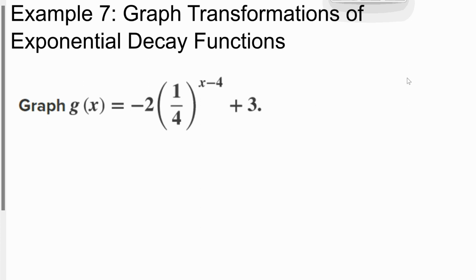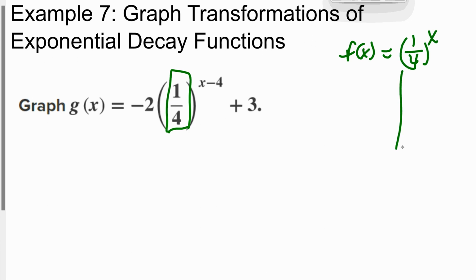We're going to graph transformations of exponential decay functions. So we look at our base, and that's going to tell us what our basic function is, and then we're going to transform that. So our base is 1/4. So this is like taking some function of base 1/4 raised to x. So that looks something like this.